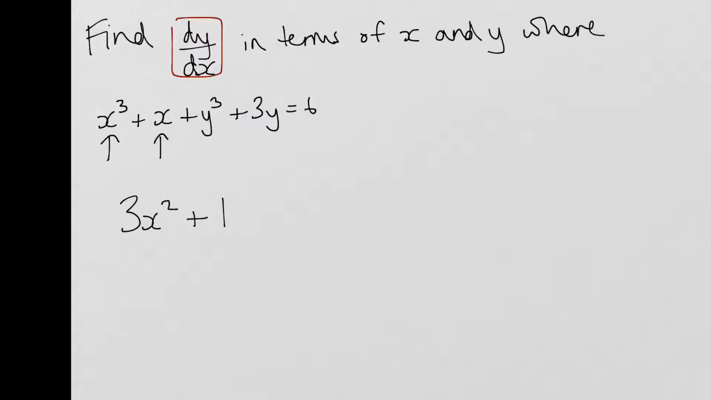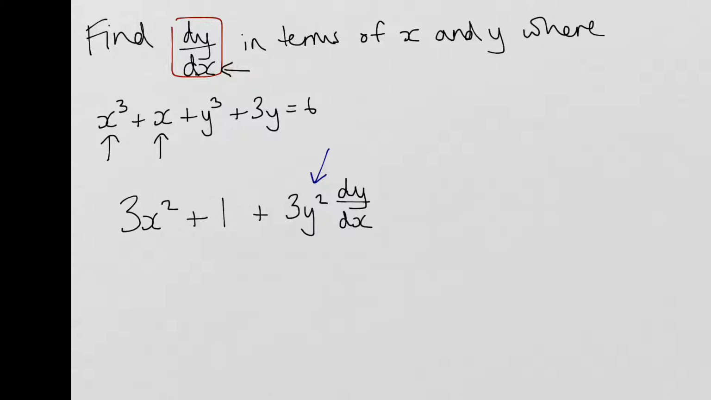Now the next part, differentiating y. I can differentiate the y because I know the process of differentiation, so that would be 3y squared. However, initially I was asked to differentiate with respect to x. Because I've differentiated a y, that means I'm going to have a little bit left over, and that little bit left over is going to come in terms of dy by dx.